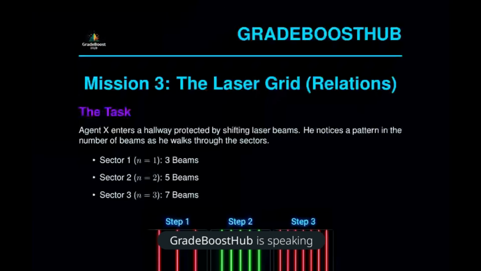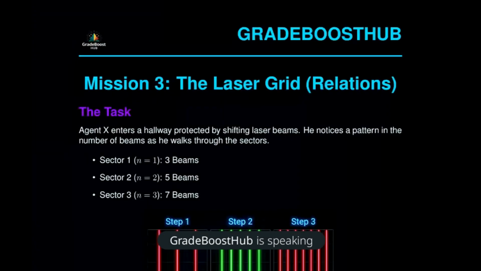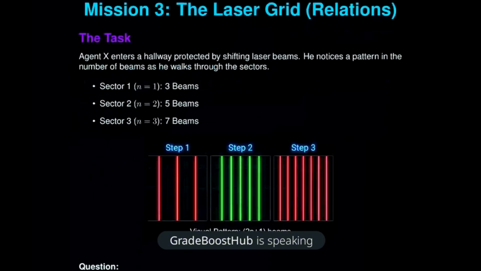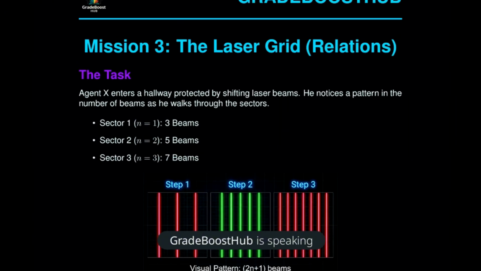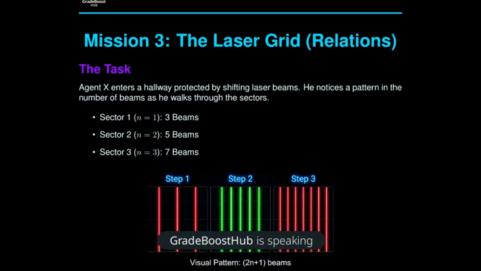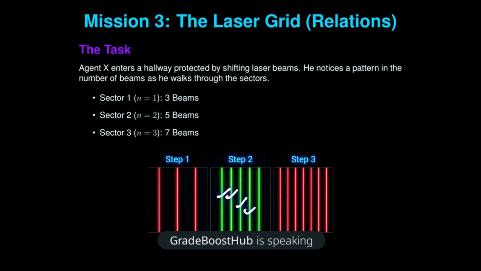Mission 3 is the laser grid relations. The task: Agent X enters a hallway protected by shifting laser beams. He notices a pattern in the number of beams as he walks through the sectors. Sector 1, that is n equals 1, has 3 beams, as you could see, 1, 2 and 3. Sector 2 has 5 beams, 1, 2, 3, 4, 5. Sector 3 has 7 beams, 1, 2, 3, 4, 5, 6, 7.